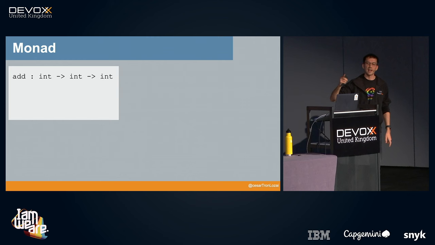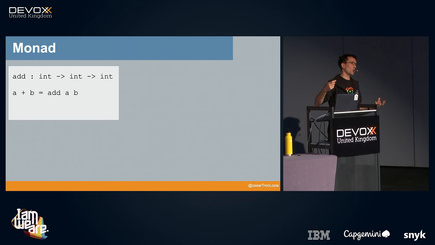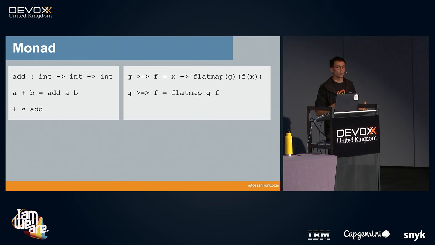Add is a function that takes two ints and returns another int. But when we write code, we don't write add. We write a plus b, and behind the scenes, the compiler rewrites that as add(a, b). So we can say that plus is the infix operator of the operation of adding. And it's basically the same between the fish operator and flat map. The fish operator is the infix operator of flat map.